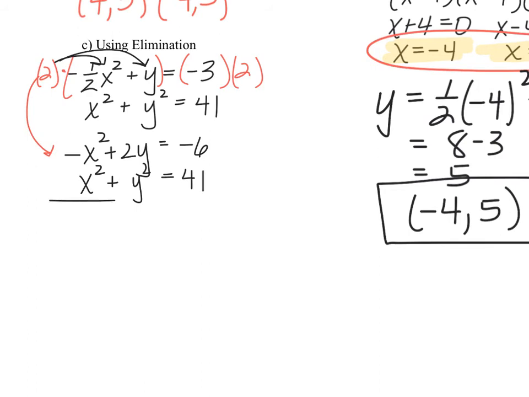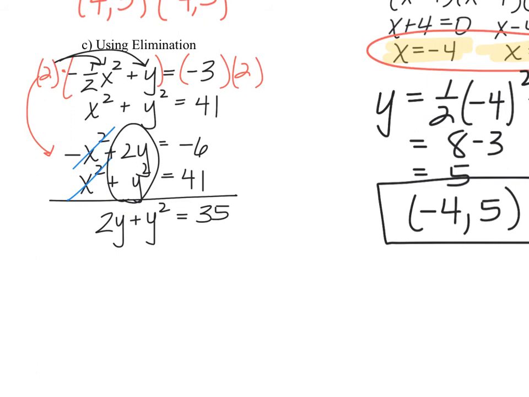And now you'll notice that this is set up perfectly for elimination, because if I add straight down, negative x squared plus x squared will equal 0, and I will have successfully totally eliminated the variable x in both equations in my system. Now when I add my y terms together, these are not like terms, so I'm just going to have to write it as 2y plus y squared. I cannot combine those. And then negative 6 plus 41 is 35.